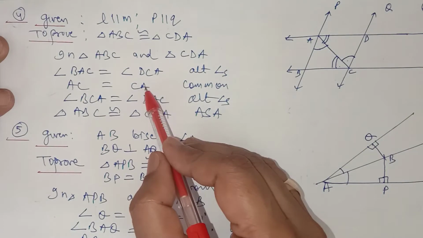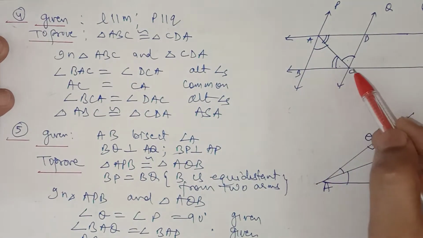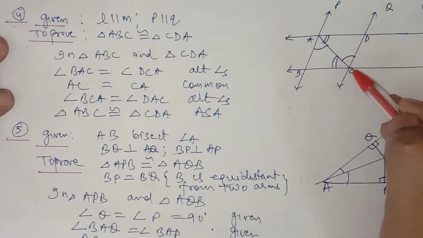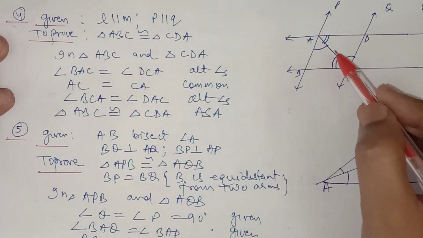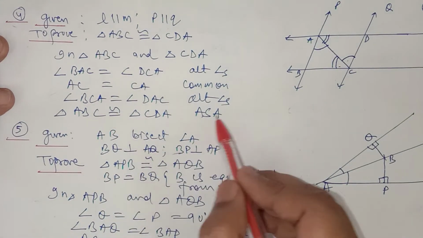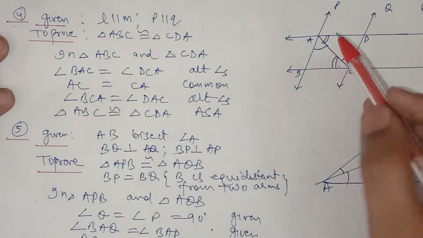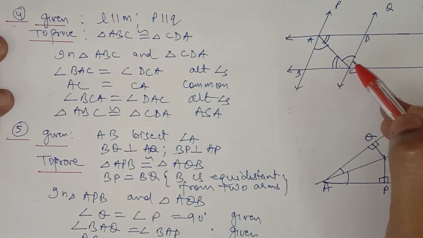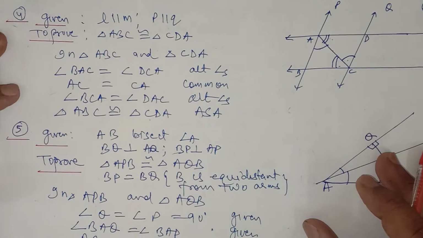AC is common, and angle BCA is equal to angle DAC because they are alternate interior angles. So by angle side angle, these two triangles are congruent. See the order very carefully. ABC, then CDA, because angle A is equal to angle C, and this angle is equal to this angle. See the order very carefully.